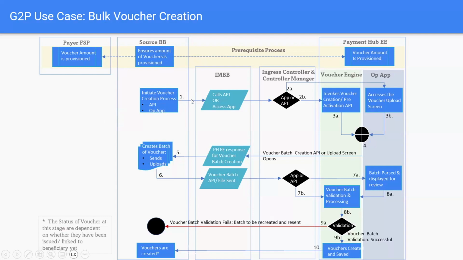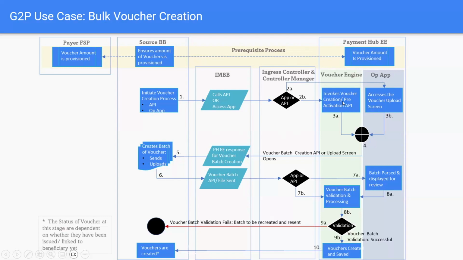Irrespective of that, the request is generated. The information mediating building block sends that request towards Payment Hub. Again, this is stopped at the ingress controller, and it checks whether it is for the app or API. All the controllers check. So if this request is for the app, it will route it towards the operations app. If it is through an API, it would send the request directly to the voucher engine.